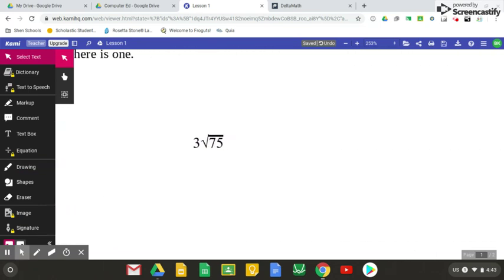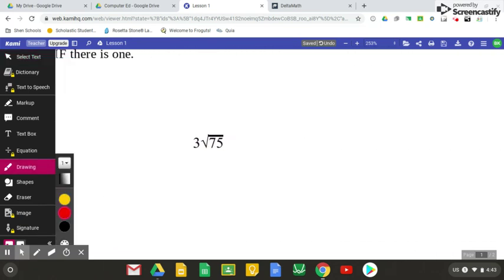All right, slide to our next one. We got 3 radical 75. So this 3 is going to stay out in front. And I got to think of 2 numbers that multiply to 75, and one's a perfect square. So let's see. 64, nope. 49, no. 36, no. Oh, 25. 25 times what gets me to 75? Oh, 25 times 3. So 25 times 3 is 75.